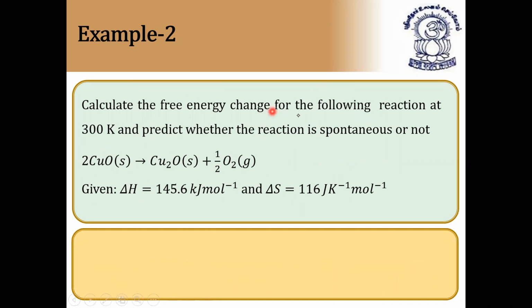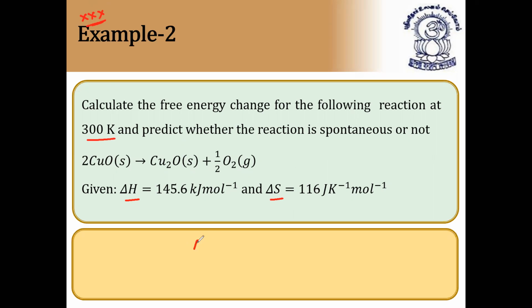Calculate the free energy change for the following reaction at 300 kelvins and predict whether the reaction is spontaneous or not. This is a very, very important question. If delta G becomes negative, we can say it is spontaneous. Otherwise, non-spontaneous. They are given delta H and delta S also, and they are given the temperature, 300 kelvins.